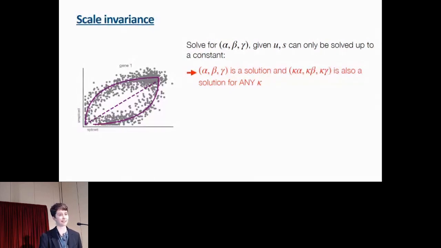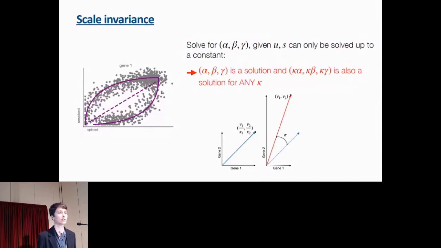But alpha kappa, beta kappa, and gamma kappa describe the exact same shape that we see for any possible kappa. And this is not too much of an issue if we're only looking at a single gene, but once we start to compare multiple genes, this is more problematic.